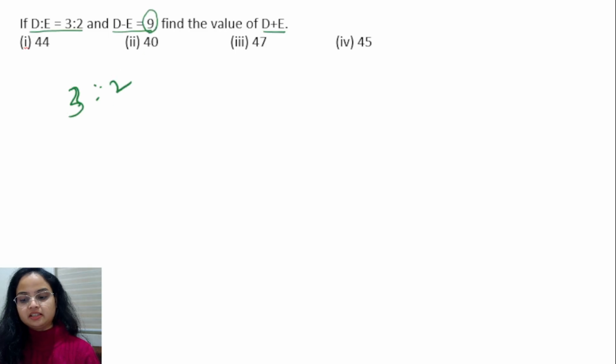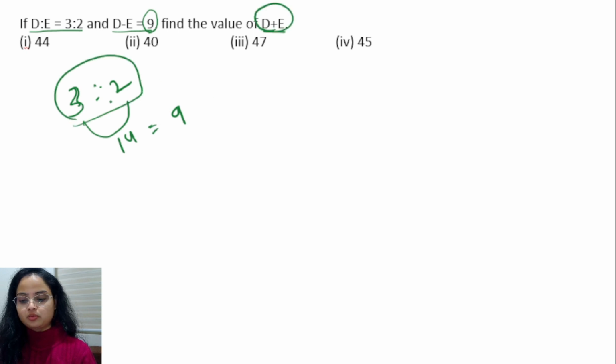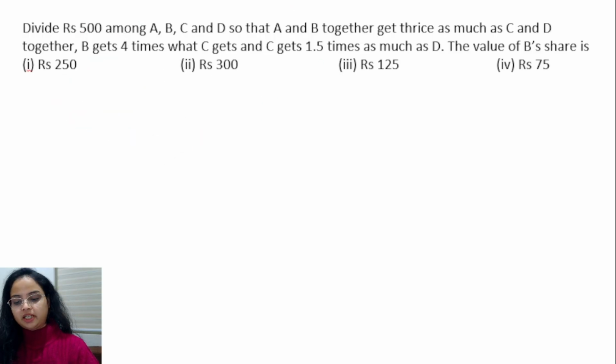Next one, if D is to E is equal to 3 is to 2 and the difference of these two numbers is given as 9. Here, what is the difference of these two units? 3 minus 2 units is 1 unit. So, 1 unit is equal to 9. So, what is the value of D plus E? What is the sum of these units? It is 5 units. So, 5 units is equal to what? 9 into 5, it is 45. Fourth option.